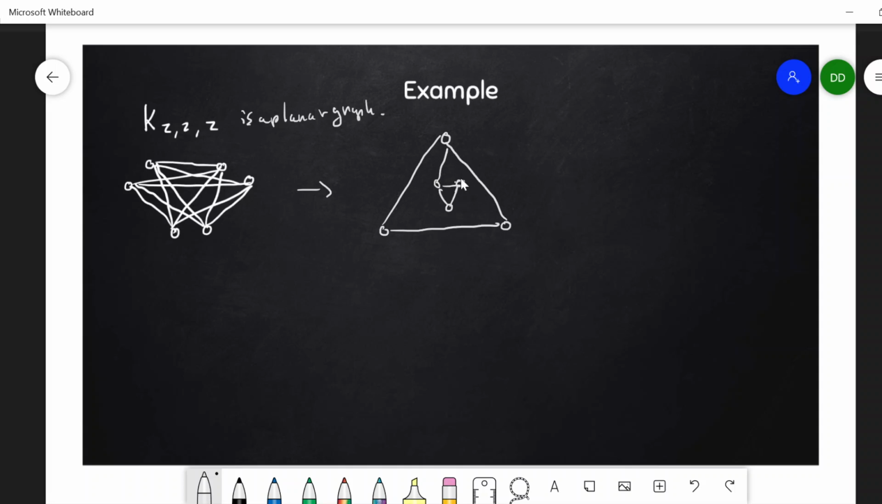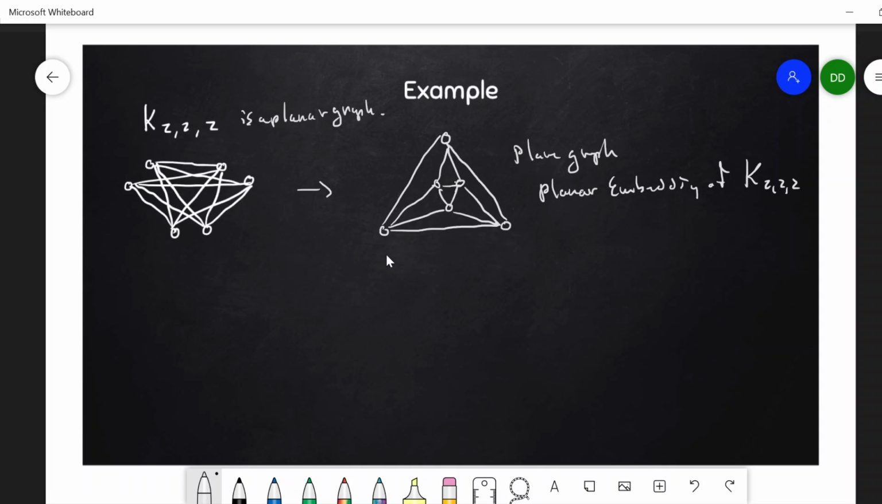So I can do this in the following way. Connect up like this. And there is the plane graph. It's drawn in the plane. We also call this a planar embedding of K2.